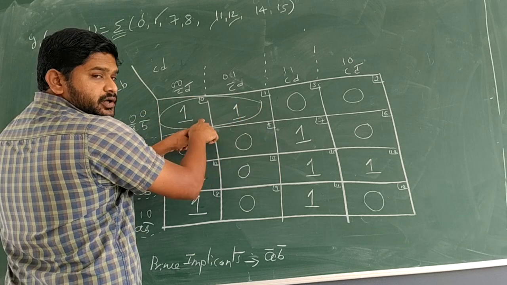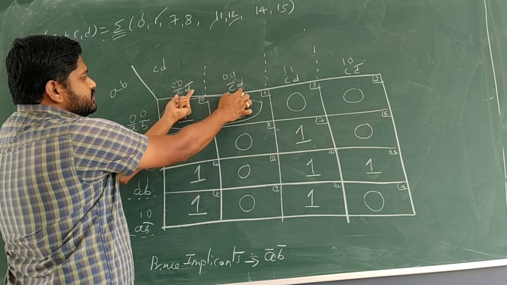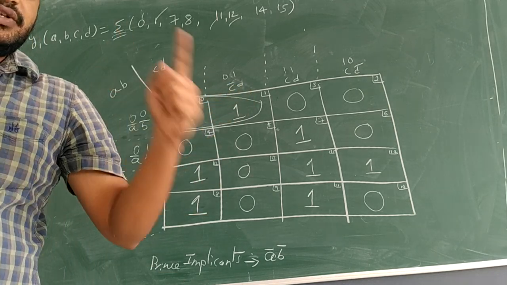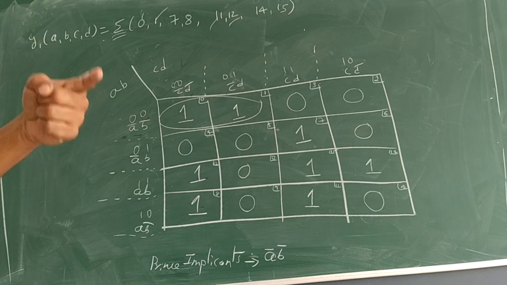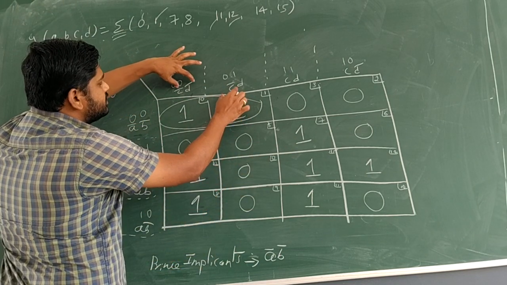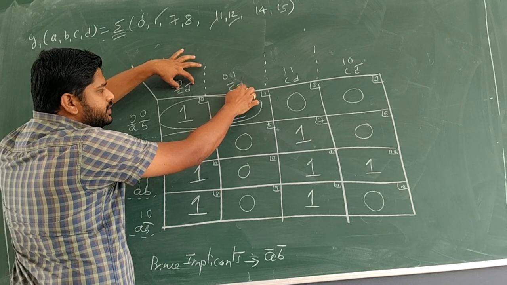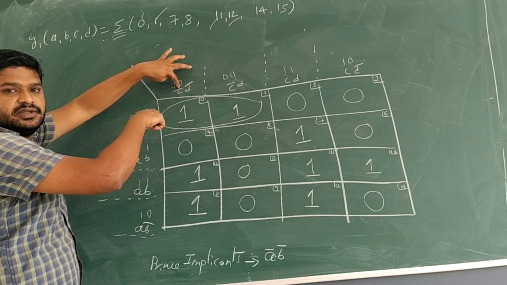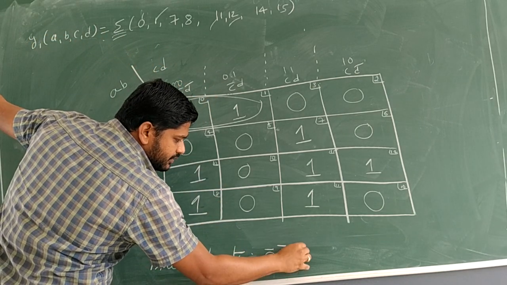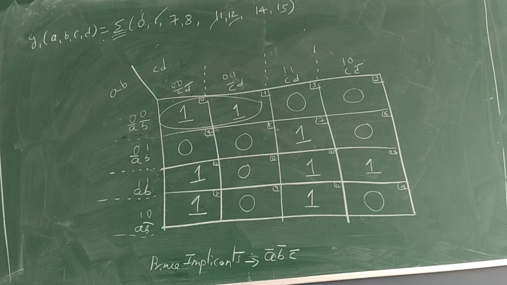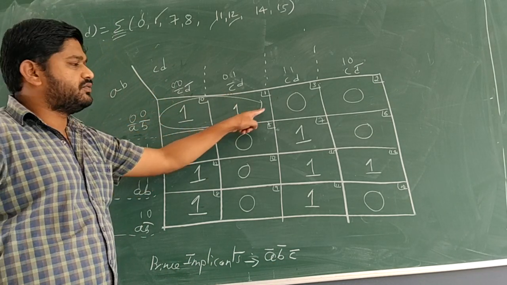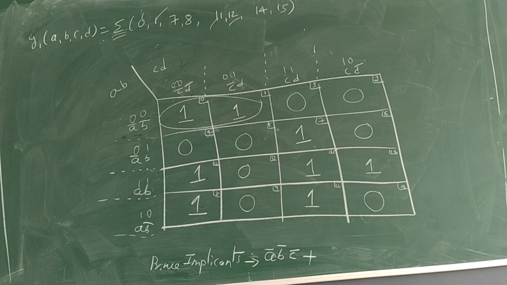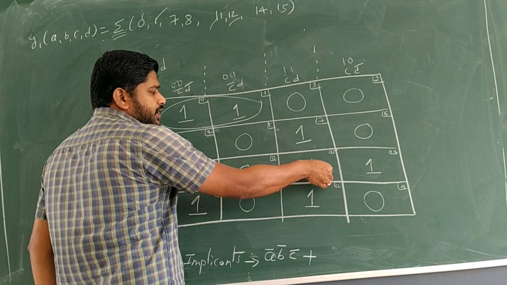The cover is between two columns. What are those? C bar D bar, C bar D. Which is changed, neglect; which is not changed, consider. So between C bar D bar and C bar D, D is changed. So we neglect D and write C. C occurs as C complement. So that is what the first cover is. So now plus. What is one more possibility?